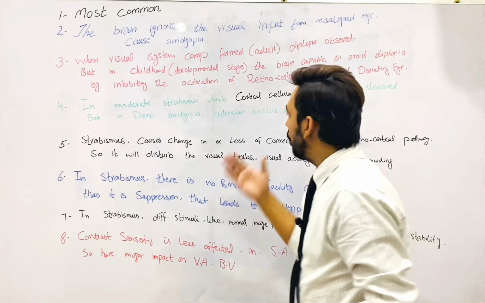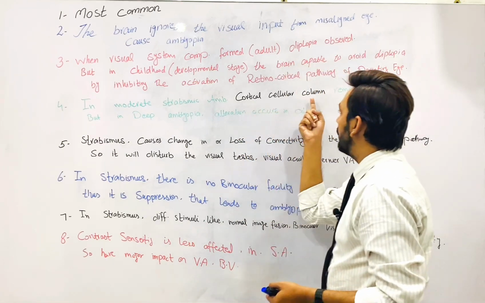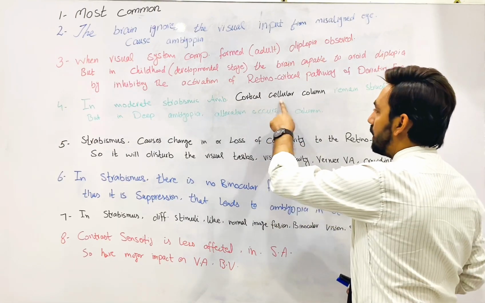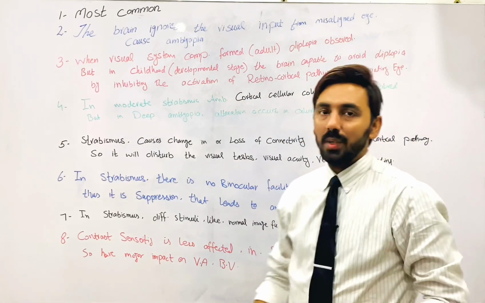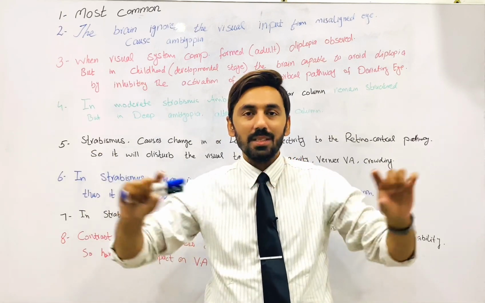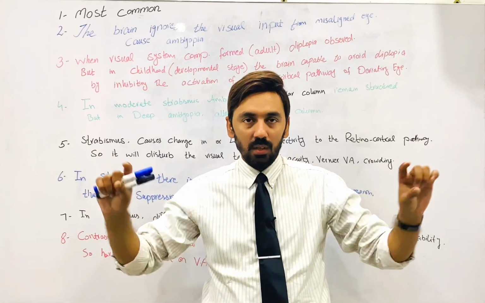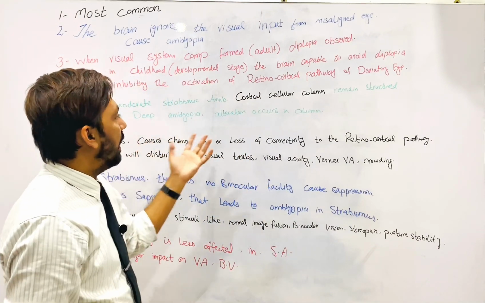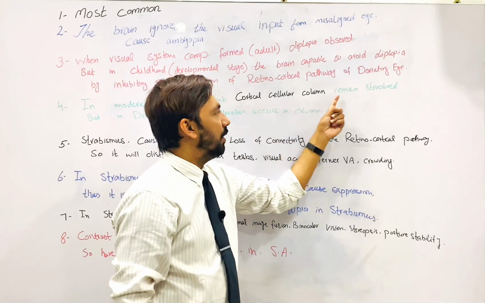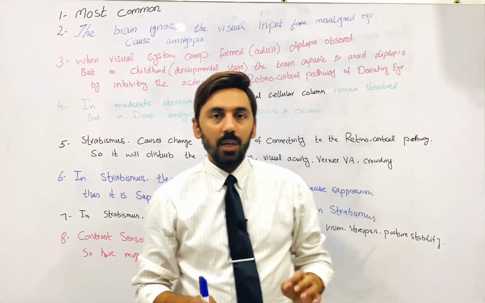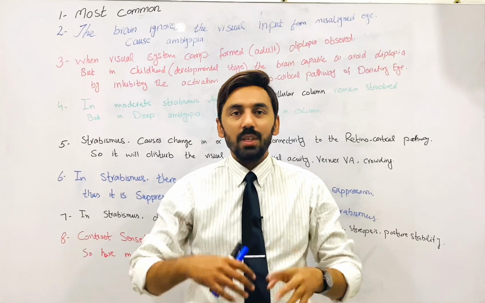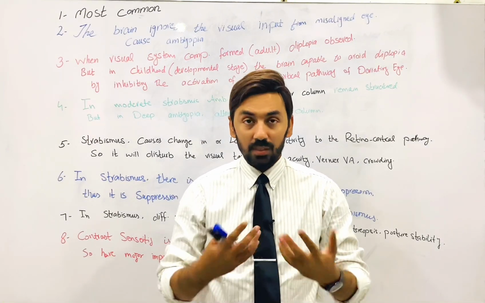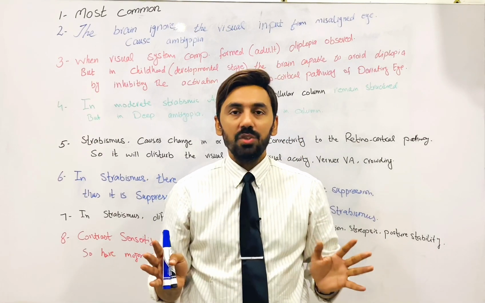What does it mean? What is the cortical cellular column? I have written the cortical cellular column in the black marker. So the cortical cellular column is the same visual pathway, right? The cells in the visual pathway, those connections, right? So if the strabismic amblyopia is moderate, then your cortical cellular column remains structured. It will be fine, right? So there is no harm if the amblyopia is moderate. It needs treatment, but it is not that dangerous, right?